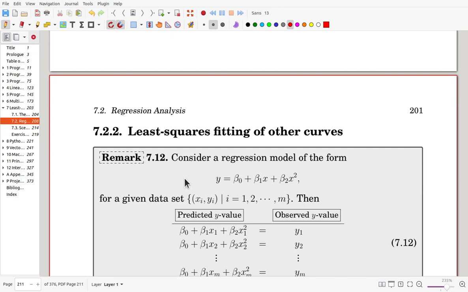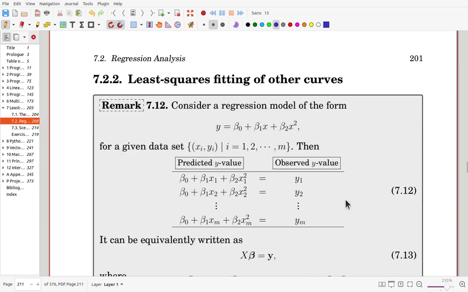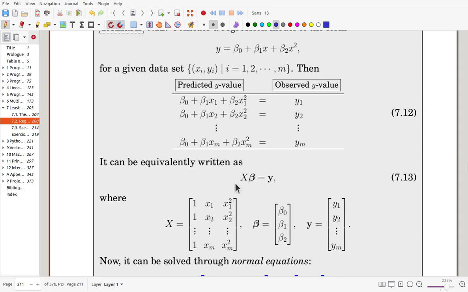For other curves, we can use the same technique, the least squares fitting method. Consider a regression model of this form, a quadratic polynomial. Then for a given data set, we can make the equation for each data point, starting at x1. This model has this one, and this is the observed y value. For every point, you can make an equation, and this set of equations can be written in this matrix equation.